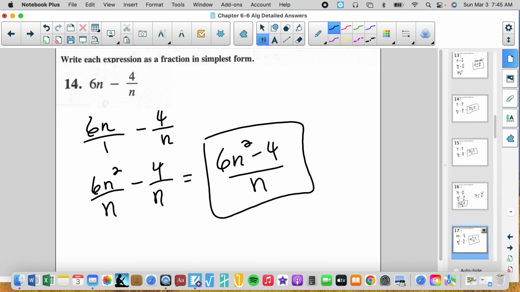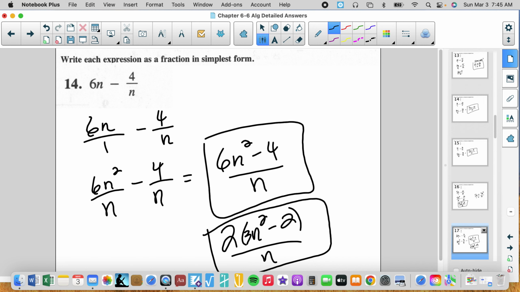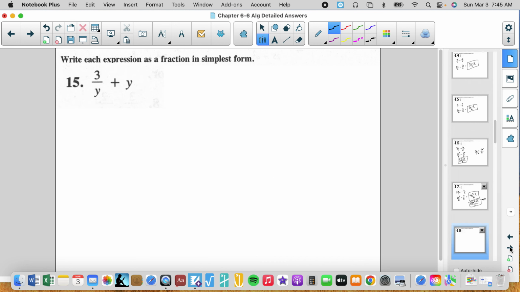Well, actually, that would be interesting. Yeah, you might see that. 2 times the quantity 3n squared minus 2, all over n. Maybe you might see that. Maybe. We'll write a maybe. Maybe that. Because we do want to see if we can cancel stuff. I like this. This is tricky.